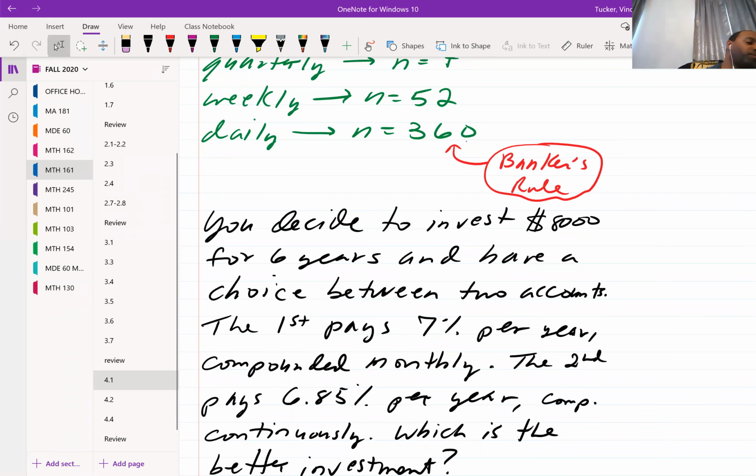All right. So you decide to invest $8,000 for 6 years and have a choice between two accounts. The first pays 7% per year, compounded monthly. The second pays 6.85% per year, compounded continuously. Which is the better investment? So I'll give you guys a chance to write that out.